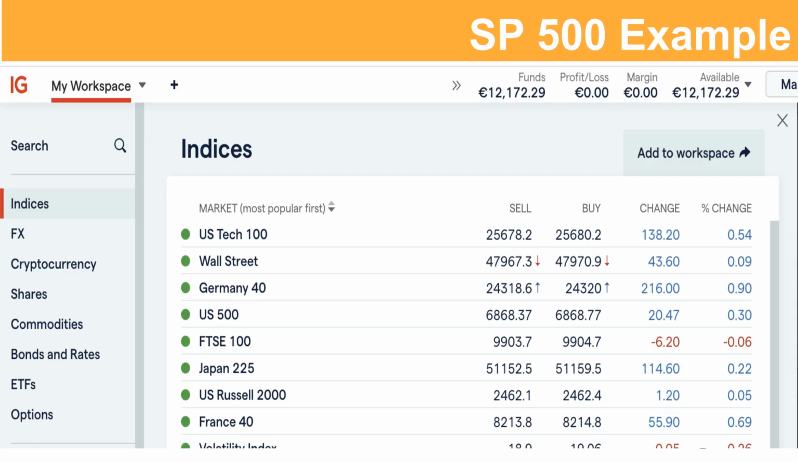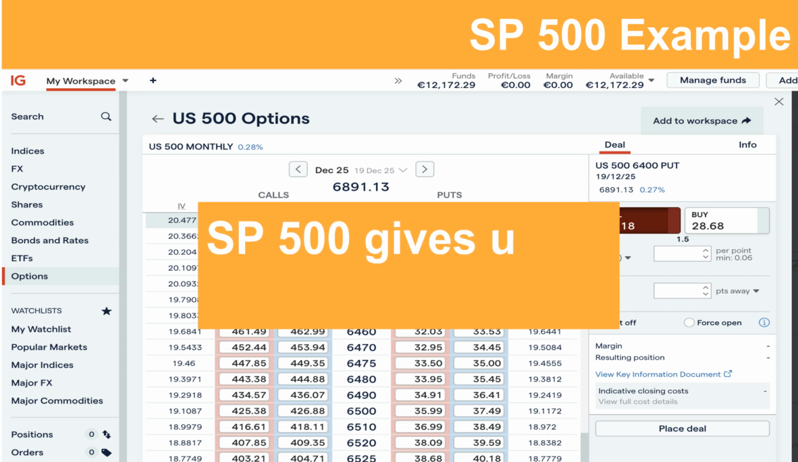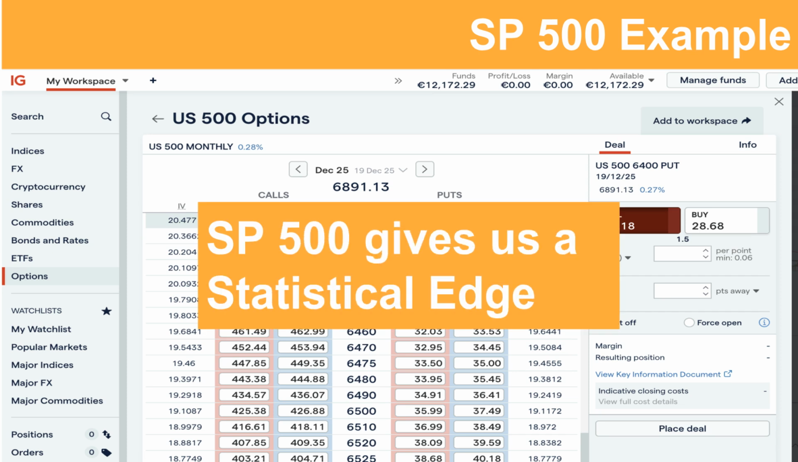The best way to teach you to do this is to use a real-life example. You're looking at a quote screen with IG Index. You're looking at the US 500, and you can see that the current price is at 6868. We're going to look now at the option quotes on the US 500, which is the equivalent of the S&P 500. One reason we use the S&P 500 for this type of strategy, just to remind you, is that we have a statistical edge. We covered that in the short put option strategy course, and we'd really encourage you to look at that video as well. We'll link it at the end of this video.